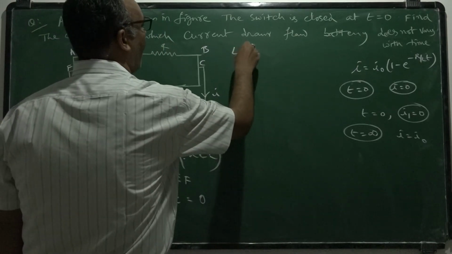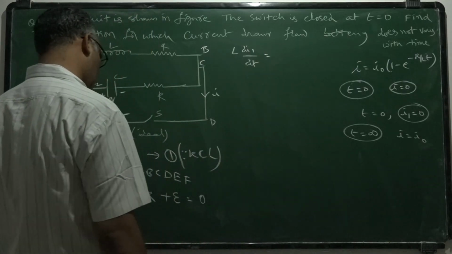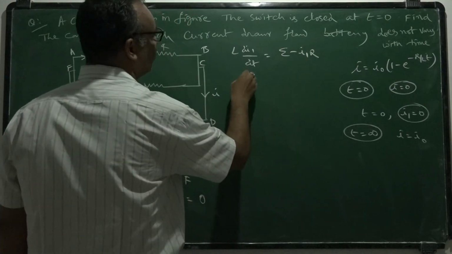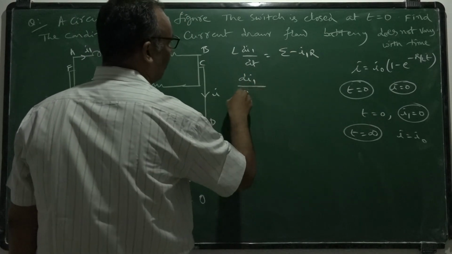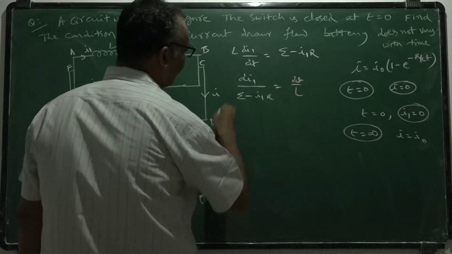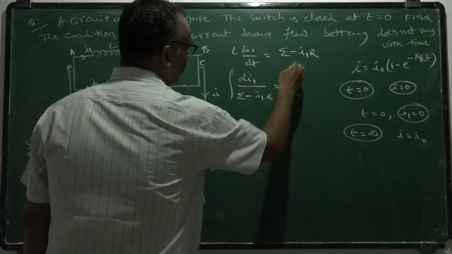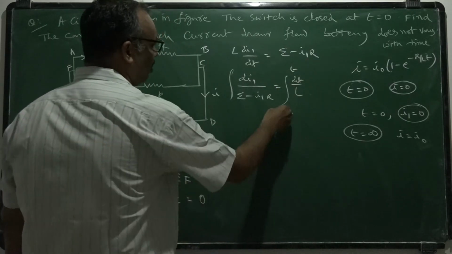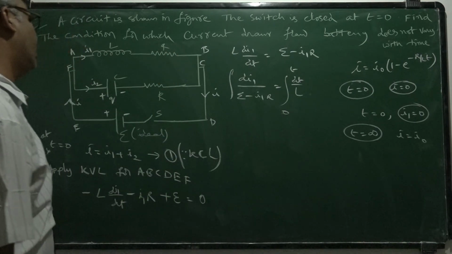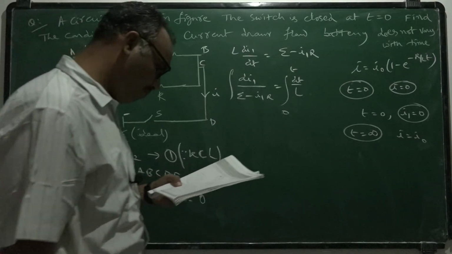If you simplify this, L into di1 by dt is equal to E minus I1R. So di1 by (E minus I1R) is equal to dt by L. Take integration on both sides. Here time varies from 0 to t. At time t equal to 0, no current is passing through this, so the current I1 value is 0.